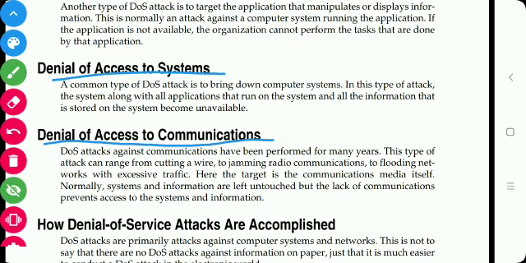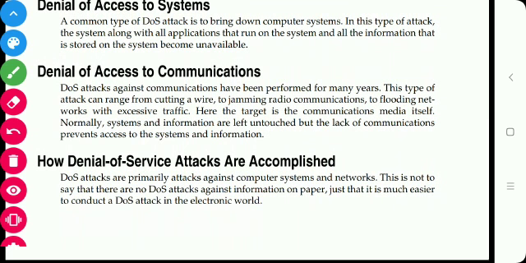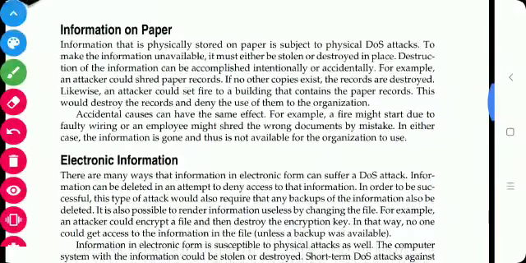So how are denial of service attacks accomplished? These DOS attacks are primarily attacks against computer systems and networks, but they may also be against information on paper. So how is this DOS attack performed on information on paper? If the information is stored on paper, and that paper is stored in the cupboard or drawer of the table, then it is destroyed, or it is stolen from that place. Accidental causes can have the same effect. For example, if there is fire, then all the information on the paper is destroyed.